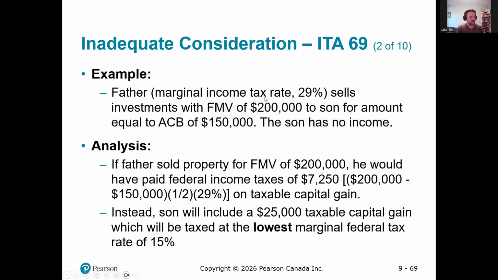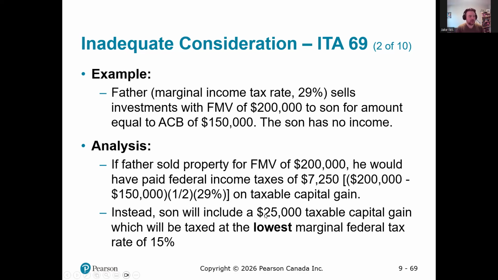So a father with a marginal income tax rate of 29% sells investments with a fair market value of $200,000 to the son for an amount equal to his cost. My shares are worth $200,000, but if I sell them for 200,000, I have a capital gain of $50,000. So I say, well, what if I sell them to my son who has no income? If the father sold the property for fair market value at 200,000, he would have paid federal income taxes of 7,250. This is based on the capital gain at 29%.